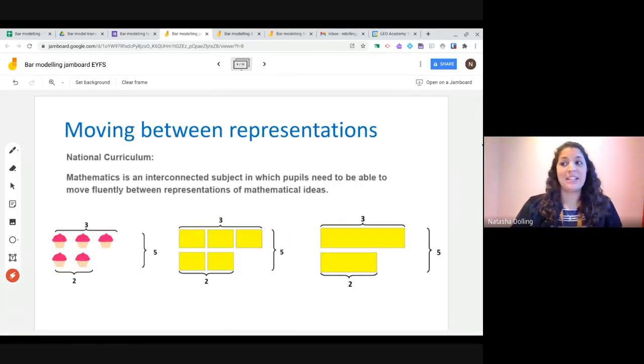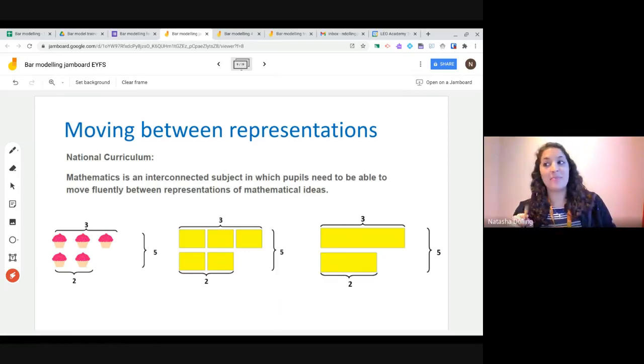And I just want to link back to the national curriculum because it's always important to do that as maths teachers. The national curriculum says that mathematics is an interconnected subject in which pupils need to be able to move fluently between representations of mathematical ideas. And here is just a really brief image to show you how bar modelling is perfect for this. You can move fluently between the representations. It connects different mathematical ideas.